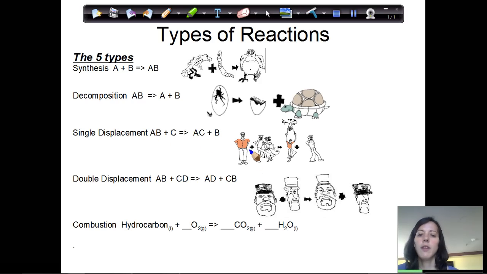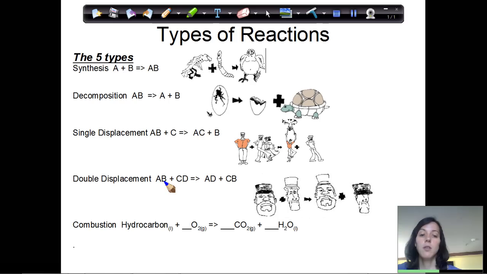So here we have a guy who is standing alone, and this couple is dancing. When we mix them together, they react, and this guy is now dancing with the girl, and the other guy is alone. So to recognize a single displacement reaction, it's the only one you will see where there is a single compound, an atom, alone on both sides of the equation, and they aren't the same.